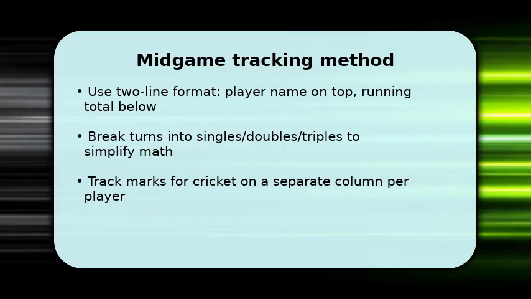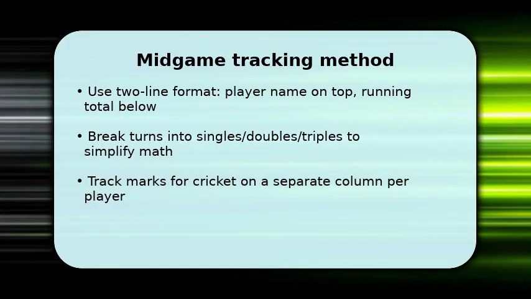For cricket, maintain a separate column and cross marks as you hit 1/3/6. That way you avoid recounting. Make sure to announce updated scores aloud after each turn. This keeps everyone synced and prevents argument when stakes get tight.